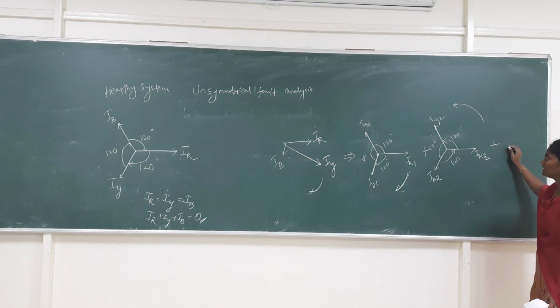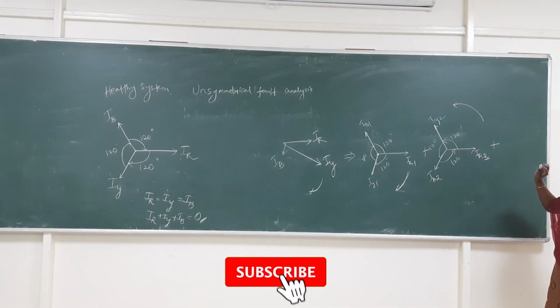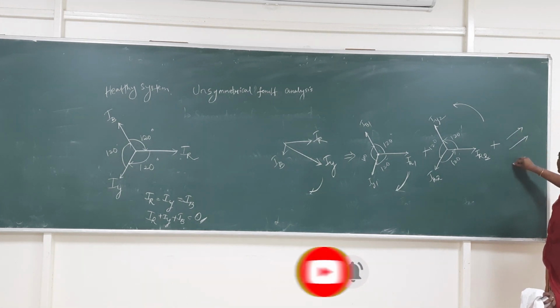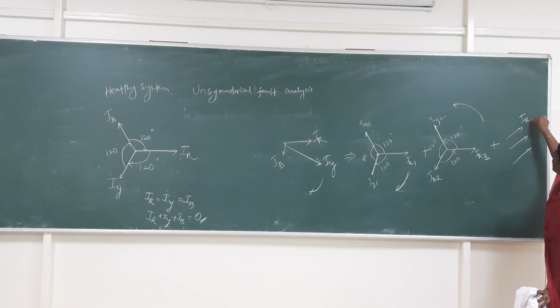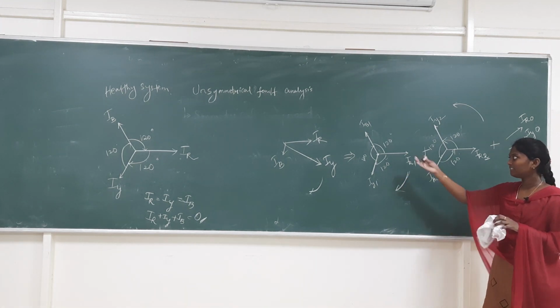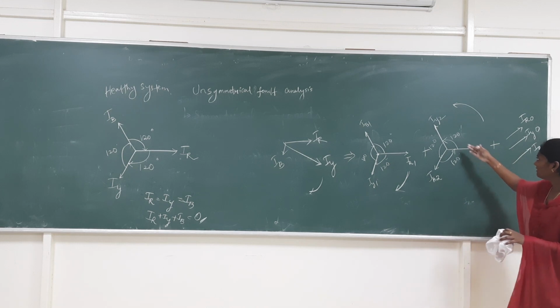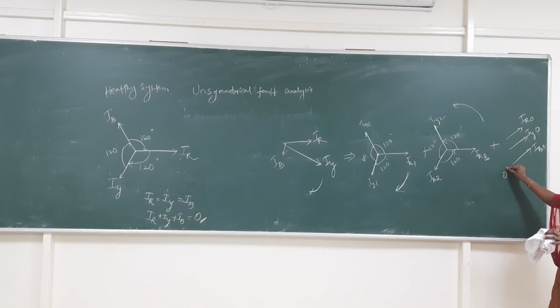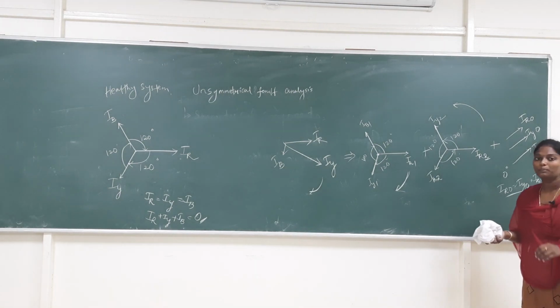The zero sequence symmetrical component also has the same magnitude in each phase, but with 0 degree phase shift. IR0, IY0, IB0. Each has 0 degree phase shift with the same magnitude: IR0 equals IY0 equals IB0. This theory was proposed by Fortescue.